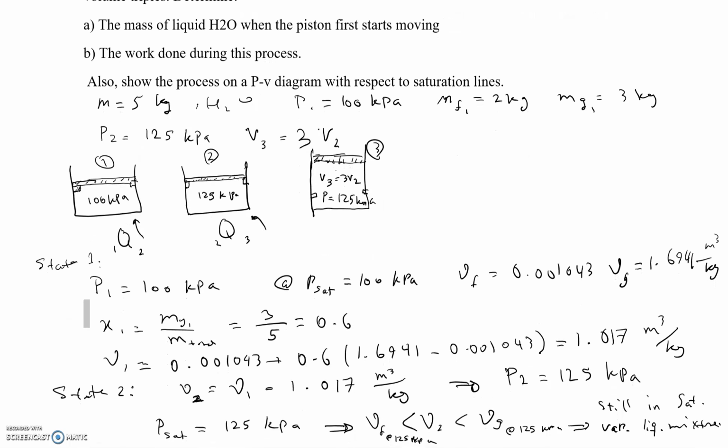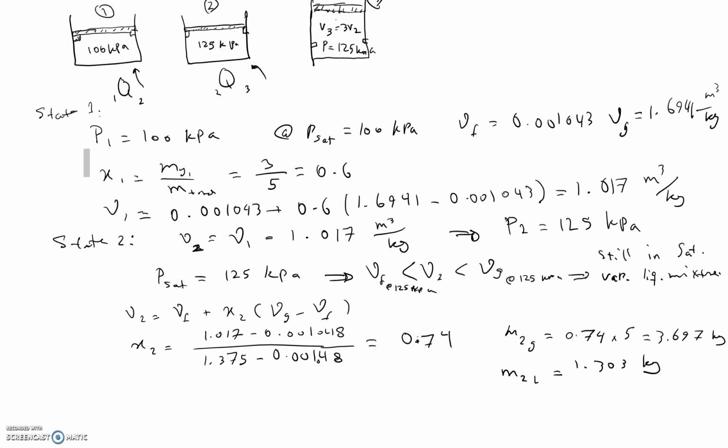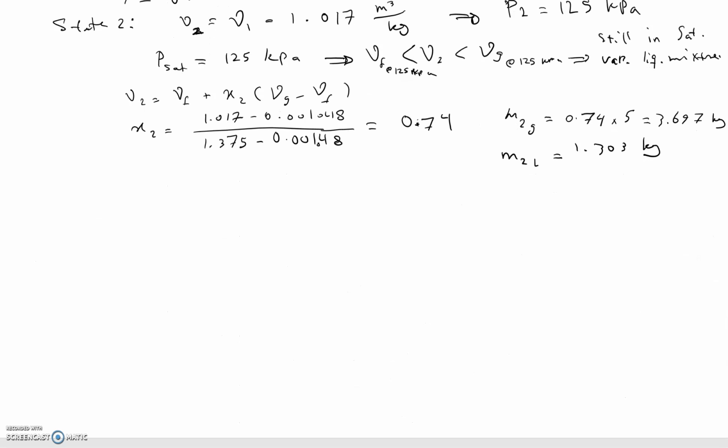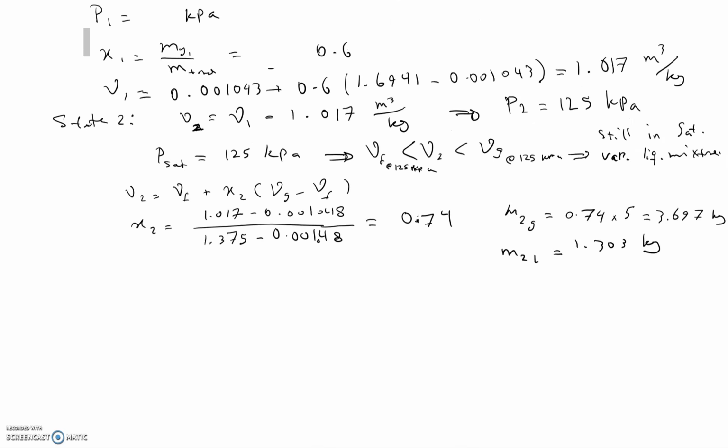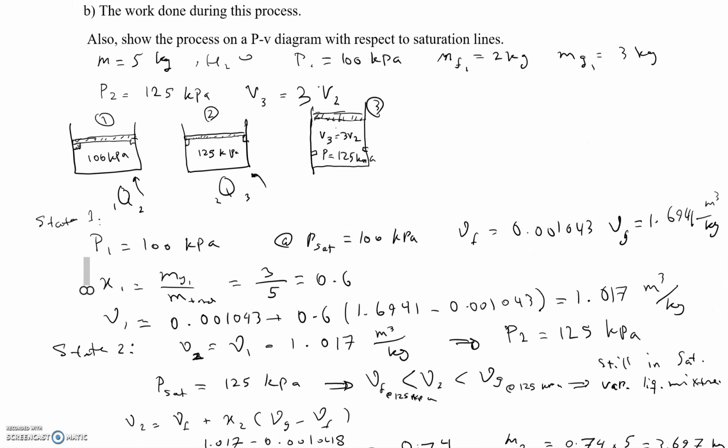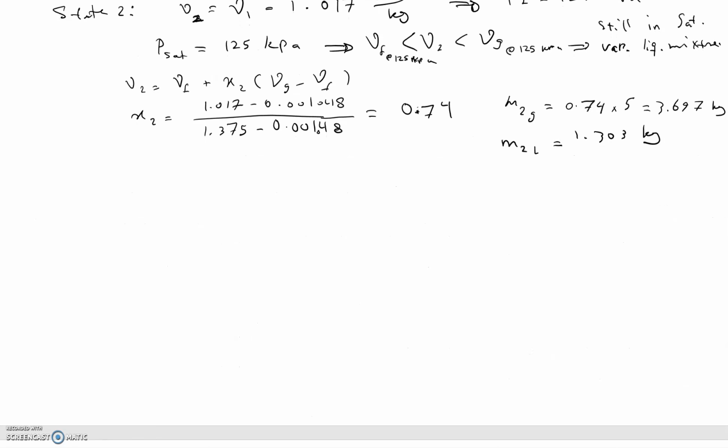Now we need to calculate the work done during this process and also show the process on a P nu diagram. So in order to do that, because the piston moves, it's a boundary work, right? So the boundary work, you can use the first law of thermodynamics, but you need to have some information about the state 3, right? So state 3, remember the volume 3 was equal to 3 volume 2, right?